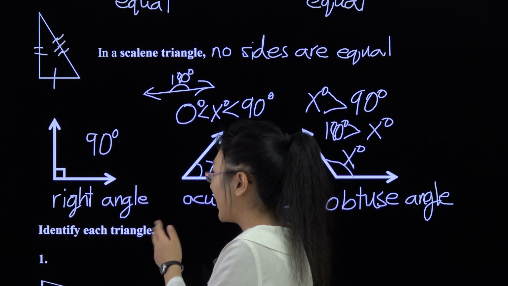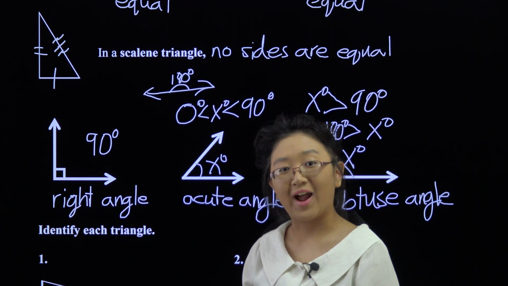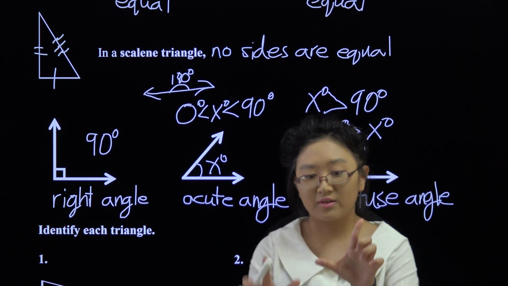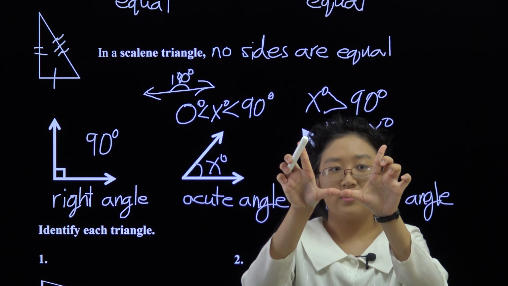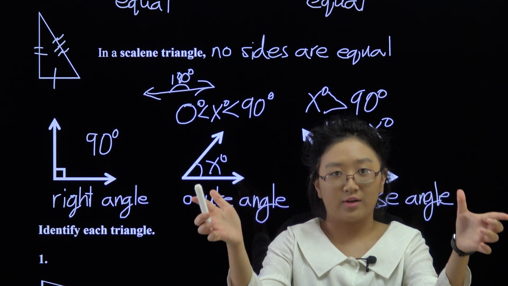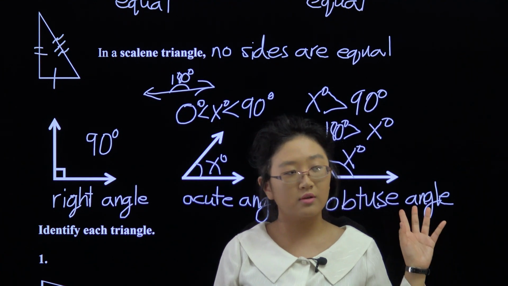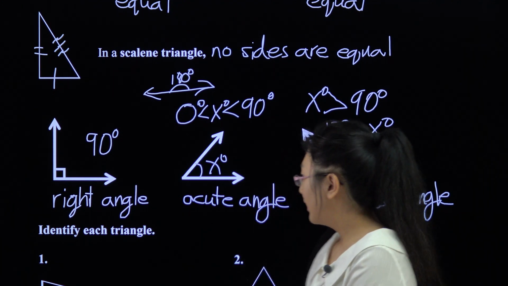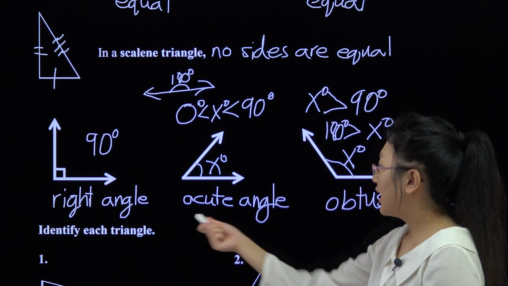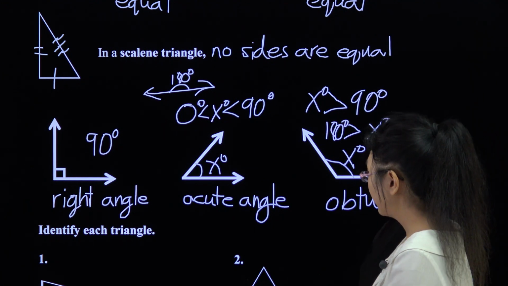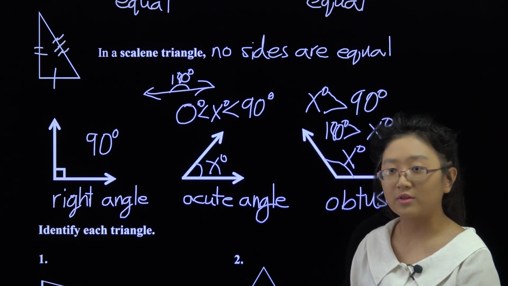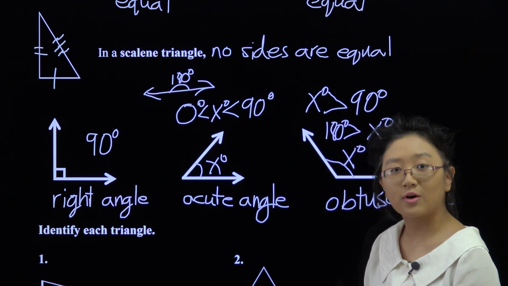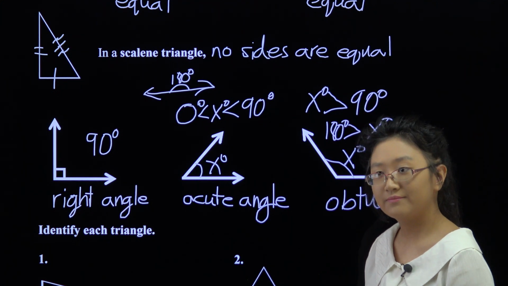If they have one right angle, then it's a right triangle. If they have one obtuse angle, because same logic, you can't have more than one in a triangle, then they're an obtuse triangle. If they have all acute angles, if their angles are all nice and adorable, no, that's not the meaning, then that means that they're an acute triangle.